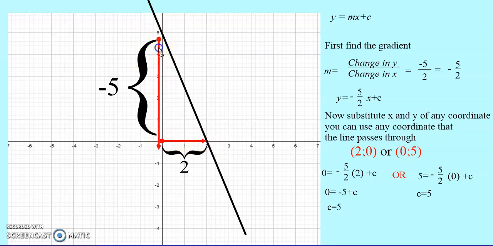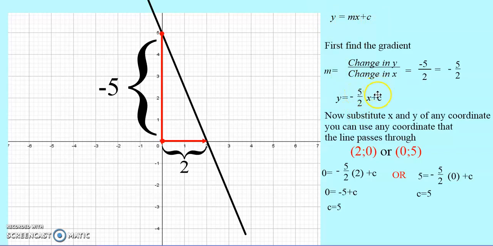I will move 5 units down. And I will move 2 units across. So 5 in a negative direction for y, my change in y, over my change in x, which is 2 units in a positive direction. So my gradient is negative 5 over 2. I substitute this in my equation y is equal to mx plus c in the place of m.